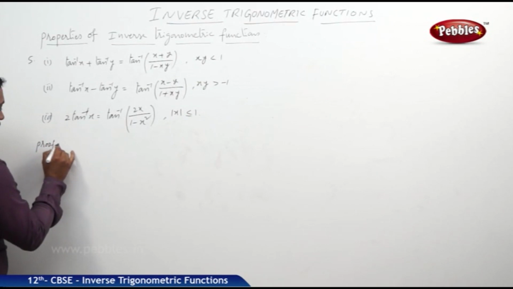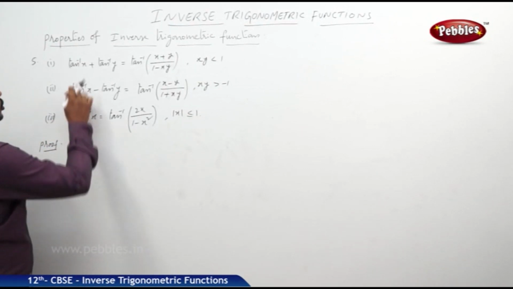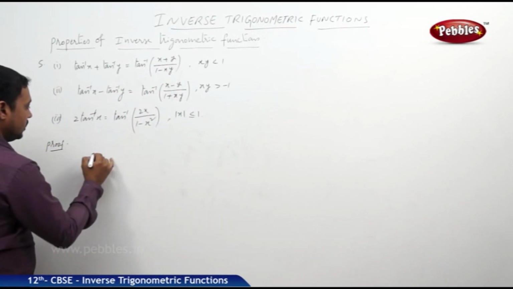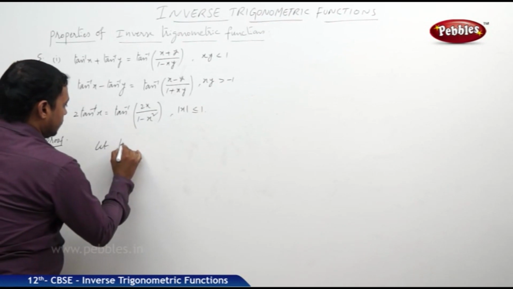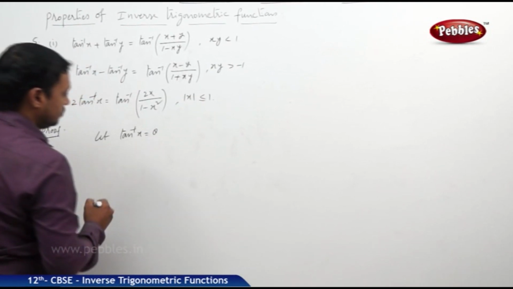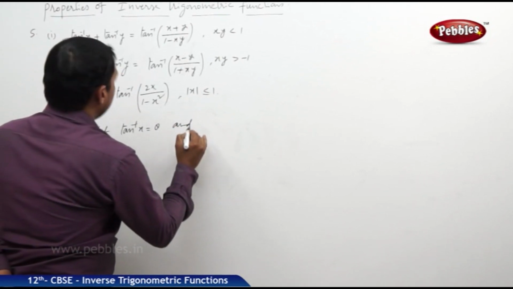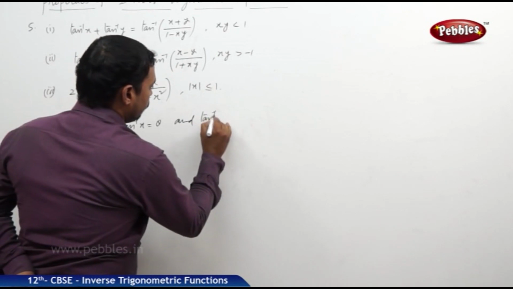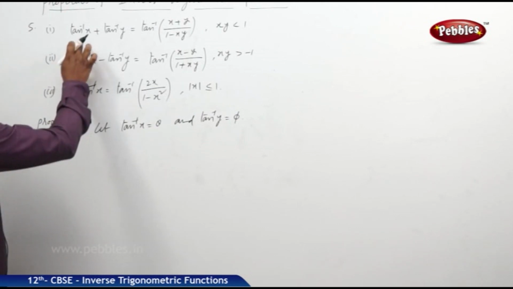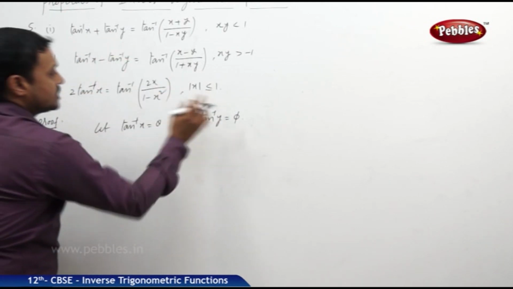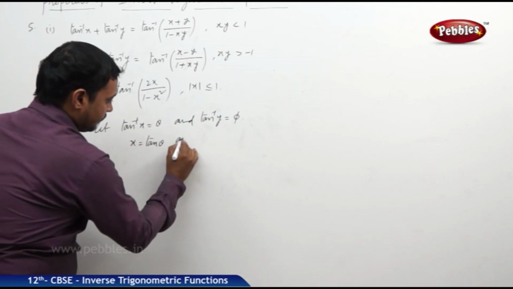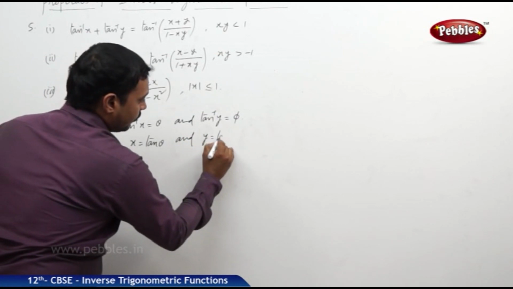Now let us prove the first one. To prove tan inverse x plus tan inverse y is equal to tan inverse of x plus y by 1 minus xy, let us take tan inverse x is equal to some theta and tan inverse y is equal to some phi. Now from this, x is equal to tan theta and y is equal to tan phi.